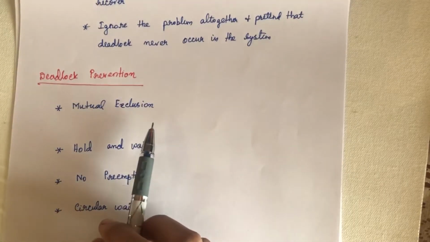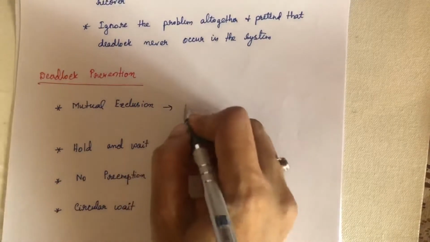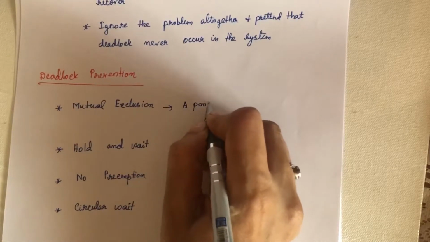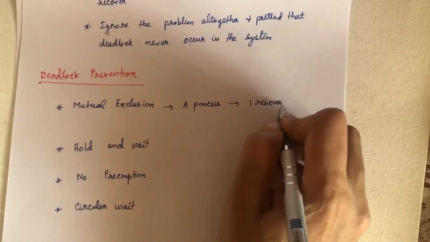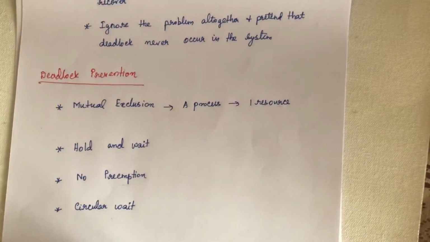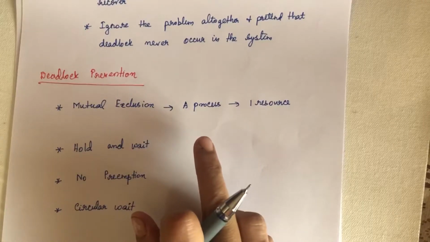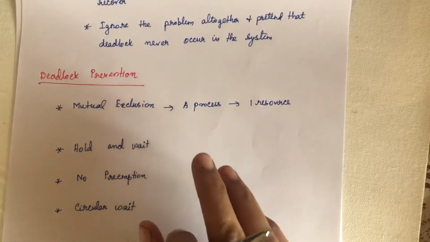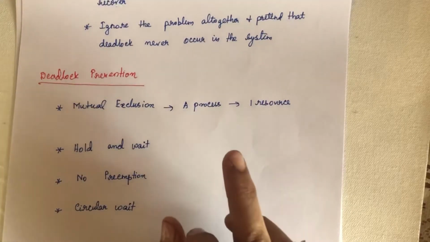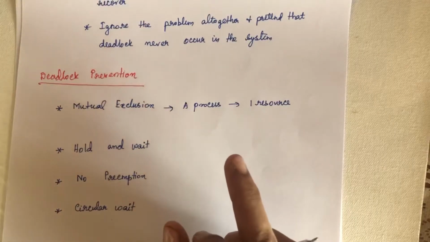So what is mutual exclusion? A process can use only one resource at a time. That is called mutual exclusion. That means all the resources are non-shareable. By default, all the resources are non-shareable. So if you try to share that resource with another process, then you will get a wrong result.